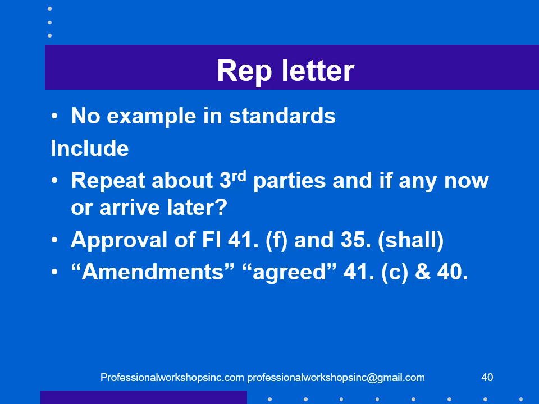I'd like to obtain approval of the financial information, which is in 41F. That's where it's required documentation. 35 says we shall do it, but 41F says we shall document it. There are a couple of different ways you can do it. You can get the management to sign the financial information or do it verbally. I don't like either of those. I would like a formal written approval signed by the client, signed by those charged with governance. I want them all to take responsibility.